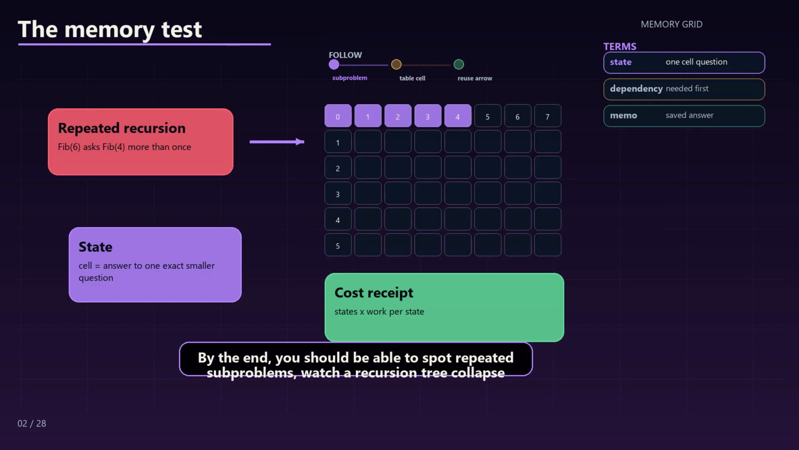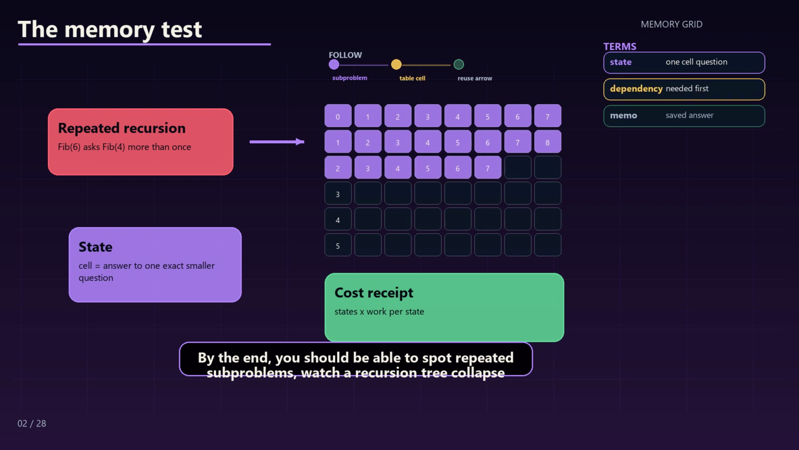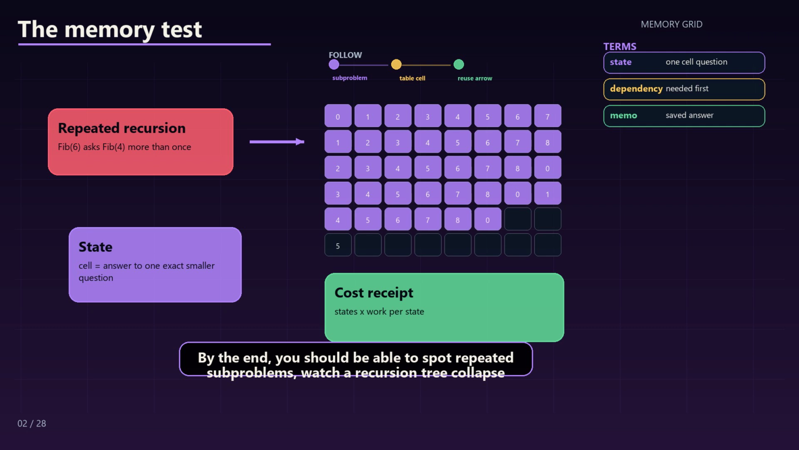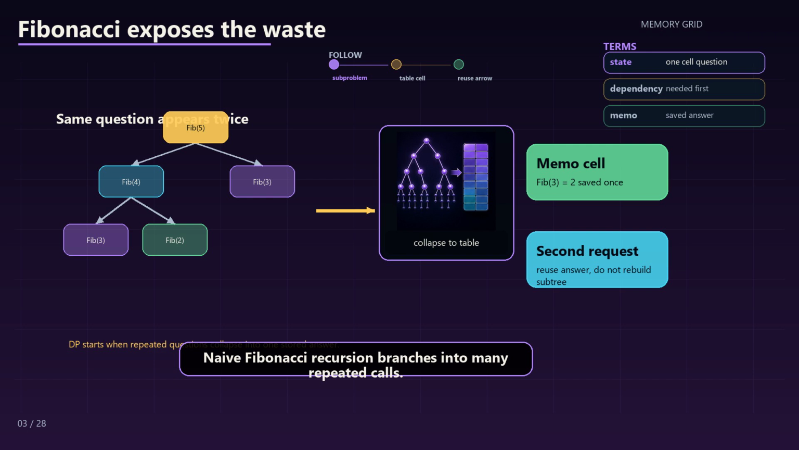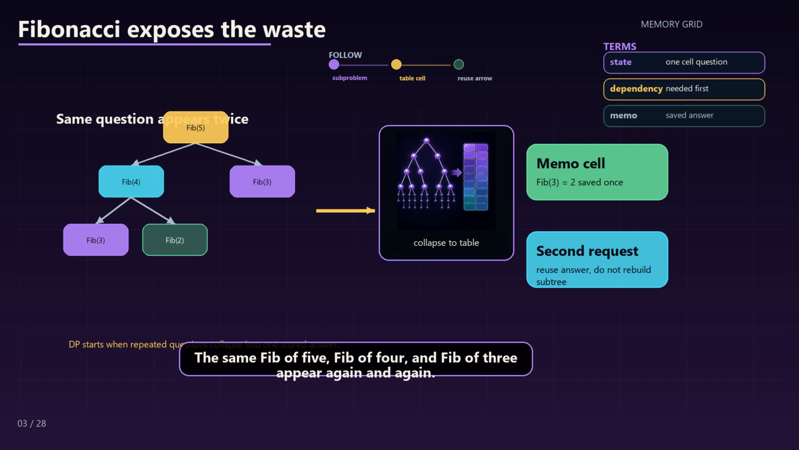By the end, you should be able to spot repeated subproblems, watch a recursion tree collapse into a memo table, name the state being saved, and fill a table only after its smaller answers exist. Naive Fibonacci recursion branches into many repeated calls. The same fib of 5, fib of 4, and fib of 3 appear again and again.